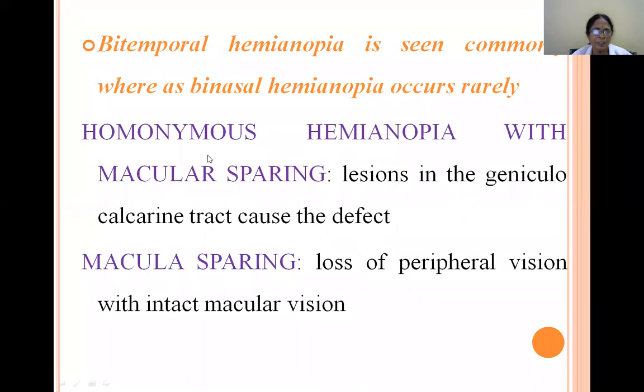This is regarding macula sparing. Lesions in the optic radiation cause homonymous hemianopia with macula sparing. The macula vision is spared. Lesions in the geniculocalcarine tract cause this defect: loss of peripheral vision with intact macula vision. Macula sparing means loss of peripheral vision with intact macula vision. That is macula sparing.